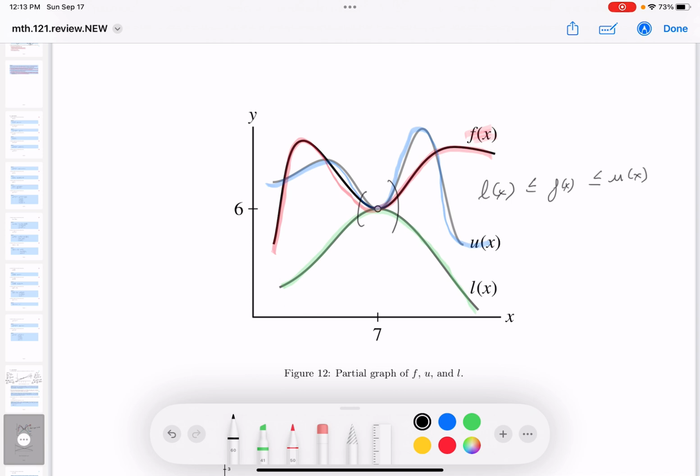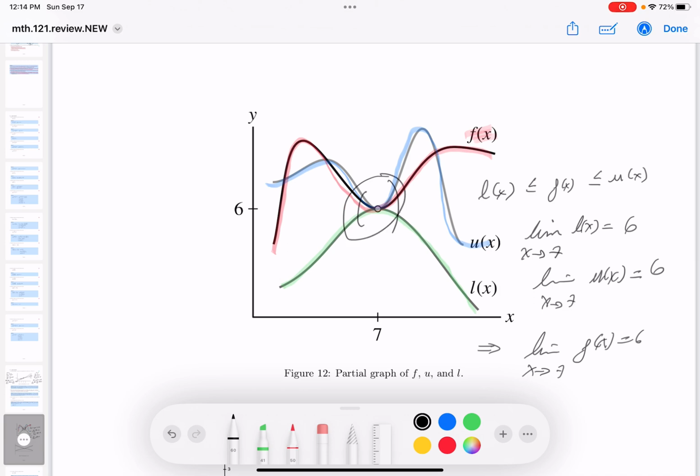And what do they tell me? They tell me the limit as x approaches 7 of L of x is equal to the limit as x approaches 7 of the upper curve, u of x, and that equals 6, right? So by the squeeze theorem, what does that tell us? It tells us, and again, we've got a proper squeeze here, that the limit as x goes towards 7 of the function f of x would also equal 6. But let me just point this out again. It just has to be an open interval that contains 7. It doesn't have to be everywhere, but some open interval that contains 7.